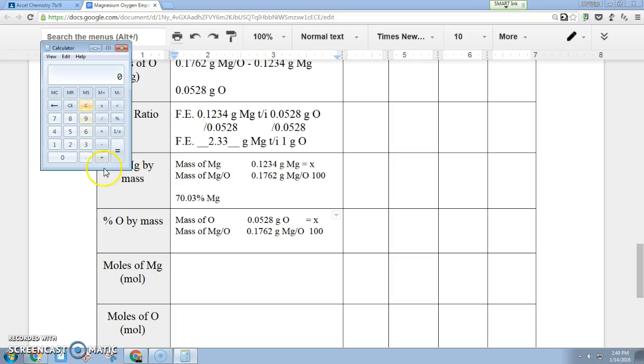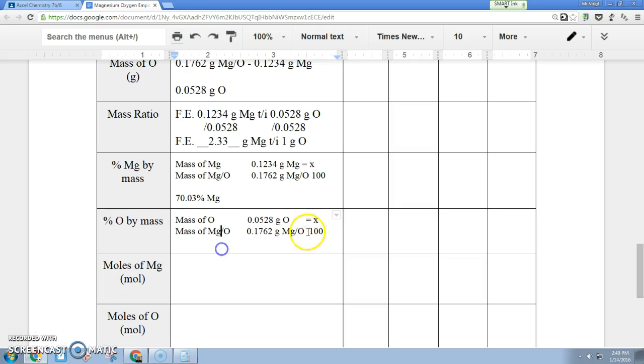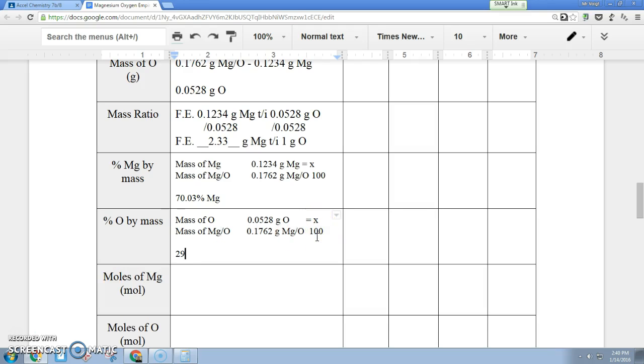Let's double check. 0.0528 times 100 divided by 0.1762. And yep, it is 29.97% oxygen. And I'm going to go ahead and just label that here. It's in the data table, but just so that we can keep it clear. So that means that it's in a 70 to 30 ratio, which is about what this 2.33 to 1 would be. So those are equivalent.